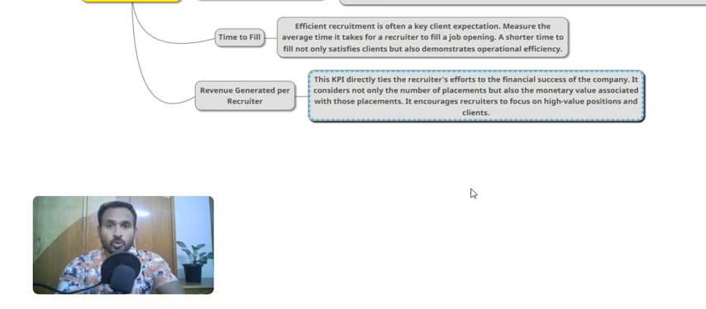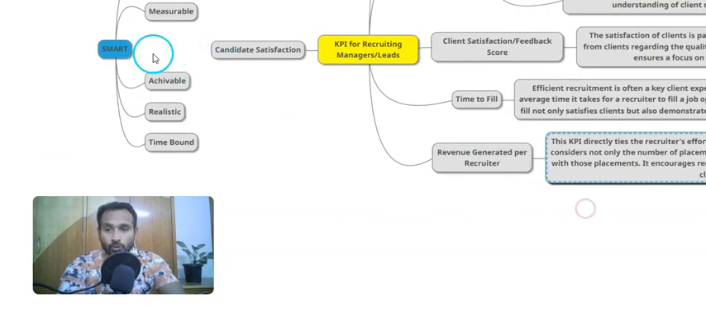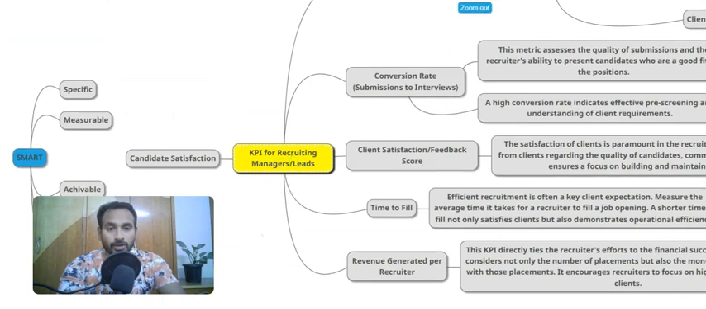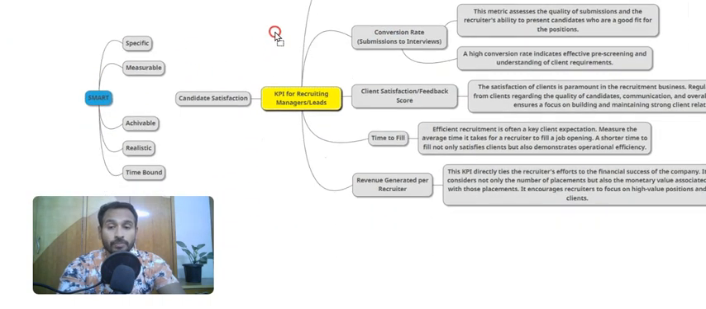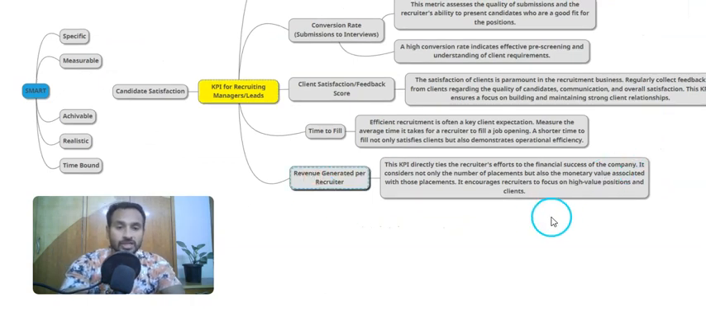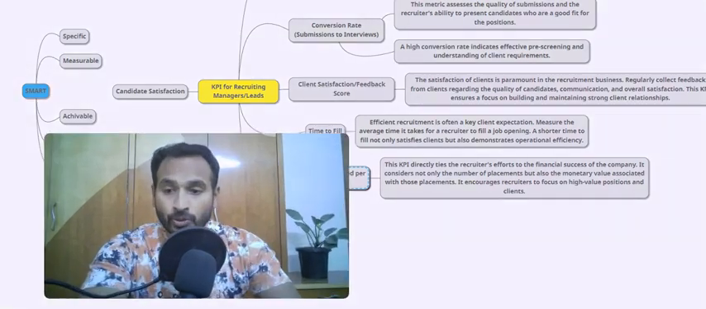So if you want to have a team which is generating more and more revenue, make sure that you have a smart goal set and you have a KPI properly connected to your goals, and you are measuring it in such a way that it is directly aligned with the financial and other aspects of the company. All right, I hope you understood.